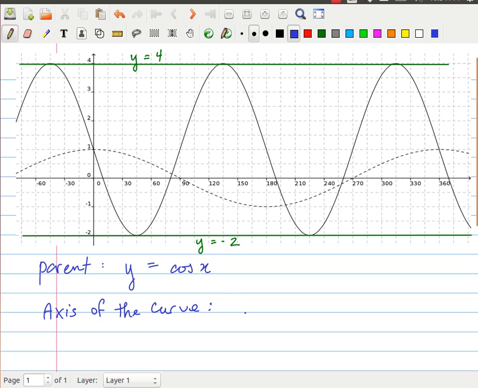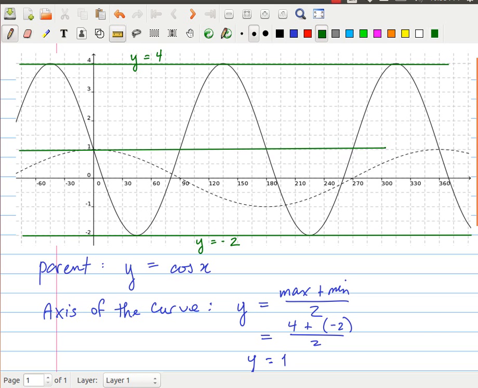So the axis of the curve is going to be the line y equals, and the way I do that is I simply take the maximum and I add the minimum, and then I divide that by 2. So in this case, the maximum is equal to 4 plus the minimum, which is -2, divided by 2, and that is equal to 4 plus -2 is simply 2. 2 divided by 2 is 1. So the axis of the curve is the line y equals 1. And you could probably see that from the actual drawing. This one's pretty nicely scaled, so that shows up pretty well. So there we go, the axis of the curve, right along the middle there, that is the line y is equal to 1.